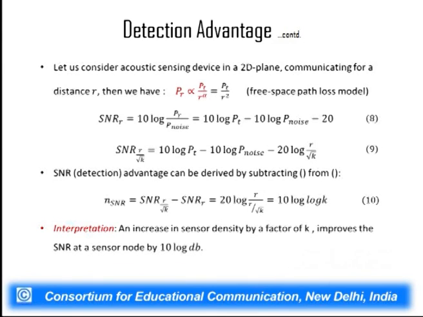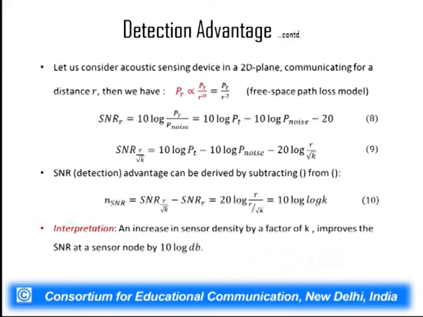And for 9, what happens? Since we know that we are increasing the density by a factor of k, the communication radius is getting decreased by a factor of 1 by root k. So the SNR will now be SNR divided by root k, because it's getting decreased by this factor, right? So now with this new distance we can compute the SNR, the same formula, and we get a different output as shown in equation 9.